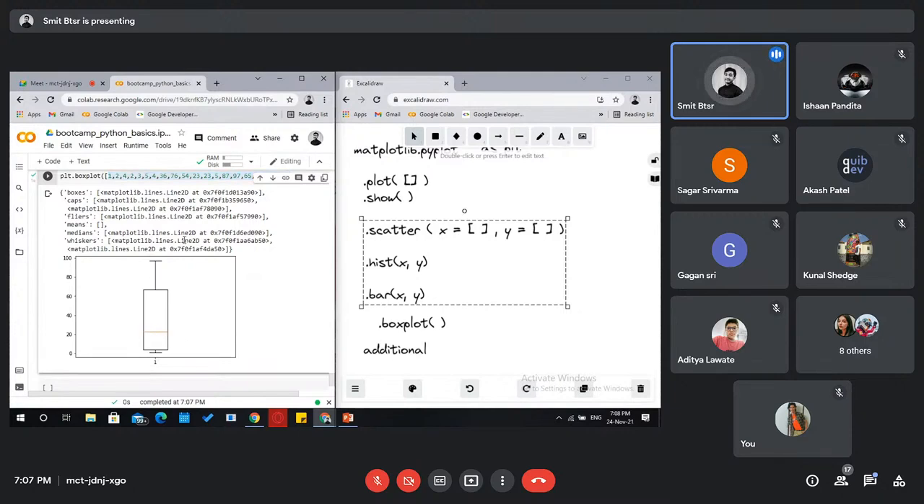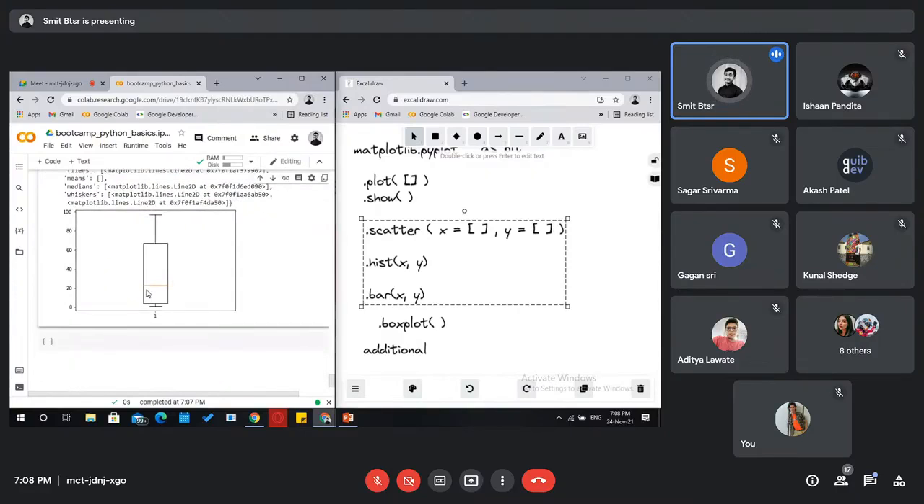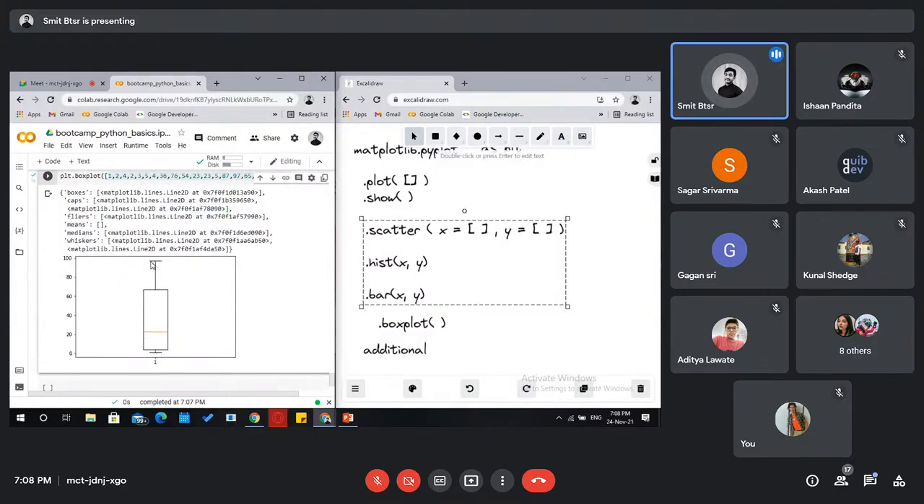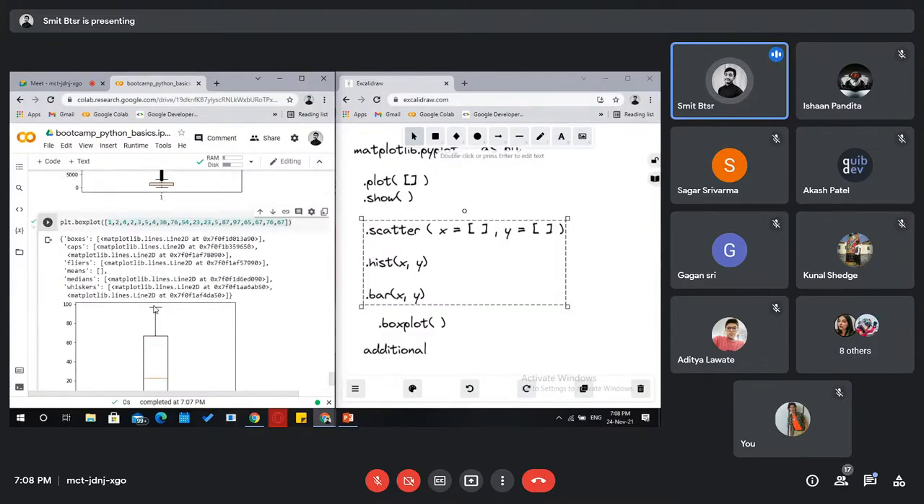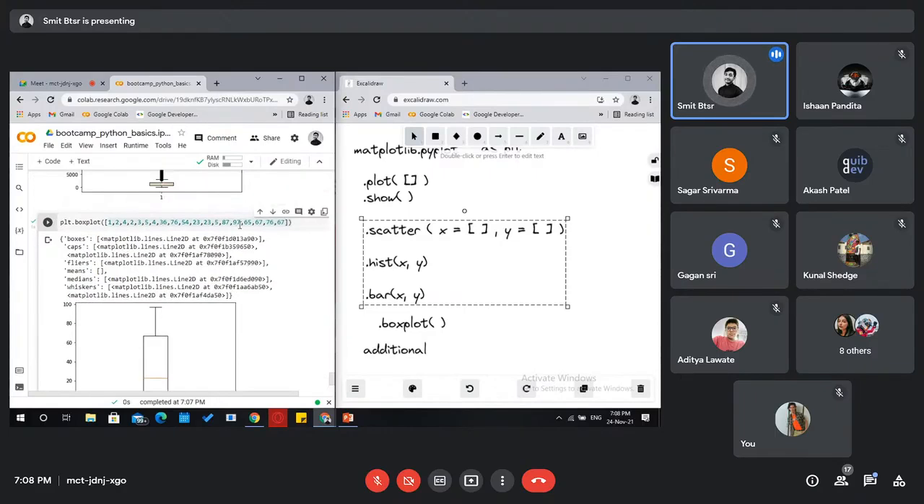Okay, so I think it is 1, 2, 3, 4, 5, 6, 7, 8, 9, 10, 11, 12, 13, 14, 15, 16, 17, 18, 19. So it is around 19, I guess, and then it is showing the starting value and the ending value, like above 60 something. Actually, this dash is the ending value. Okay, so we have 97 as well.